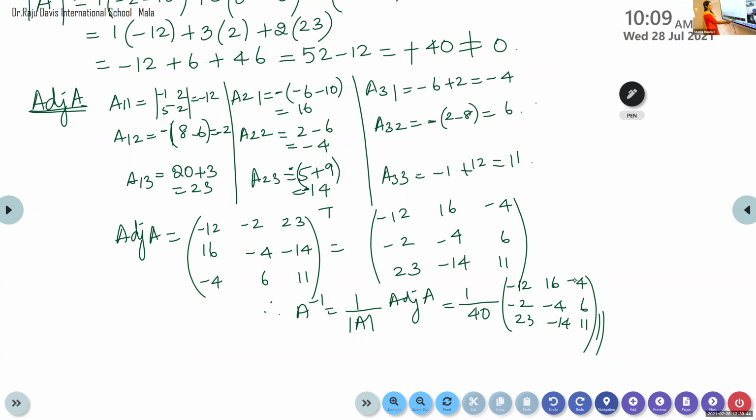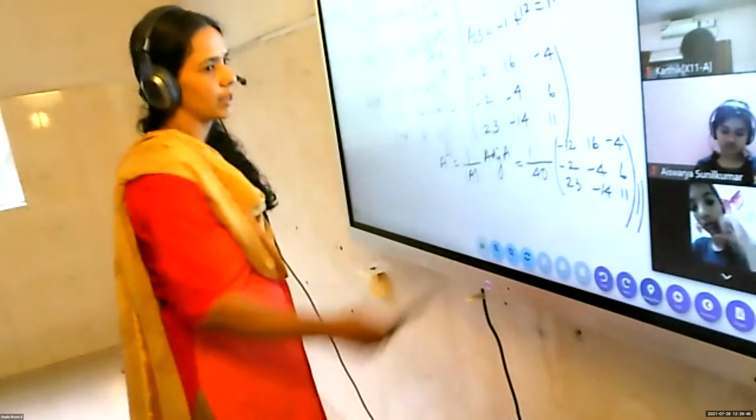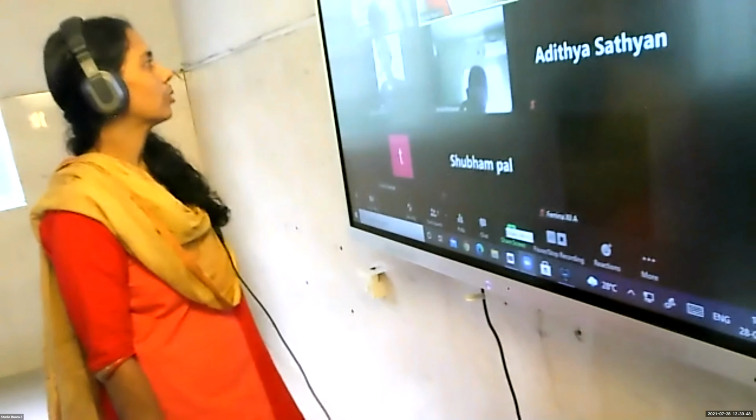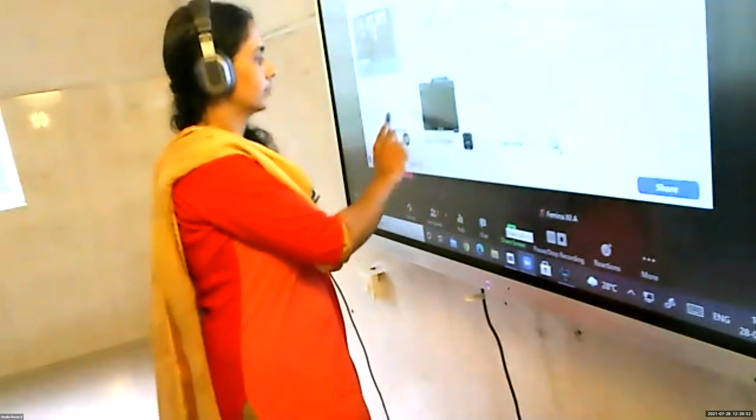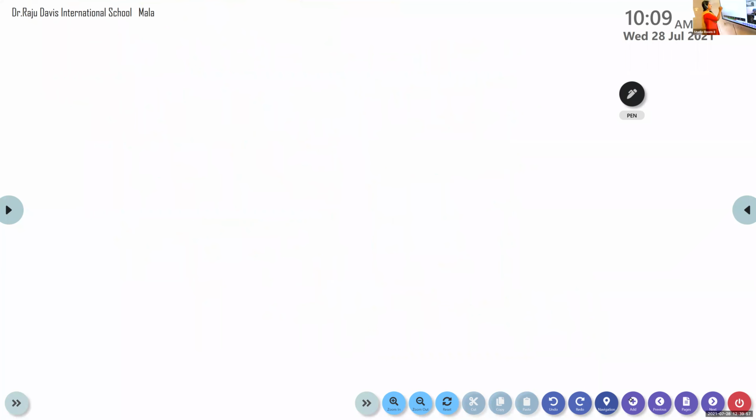Okay, write down the next 2 points, important points. Again, important 2 points we are going to learn. Write down as note. First one, determinant AB is equal to determinant A into determinant B.